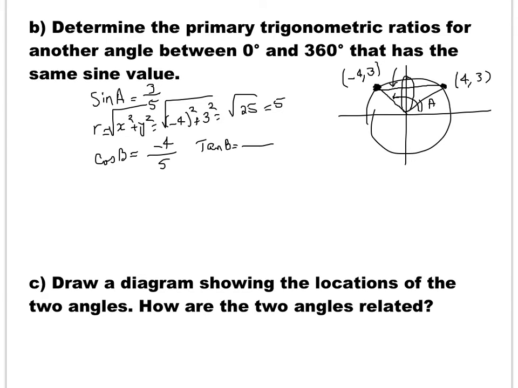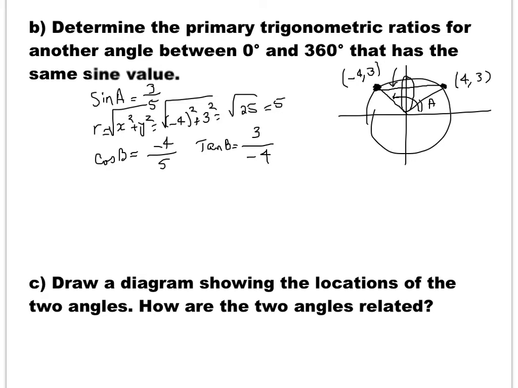is going to be y/x, which is going to be 3/4. So this is our second angle, which is going to have the same sine, but two different values for cos and tan. The next part says, draw a diagram showing the locations of the two angles.